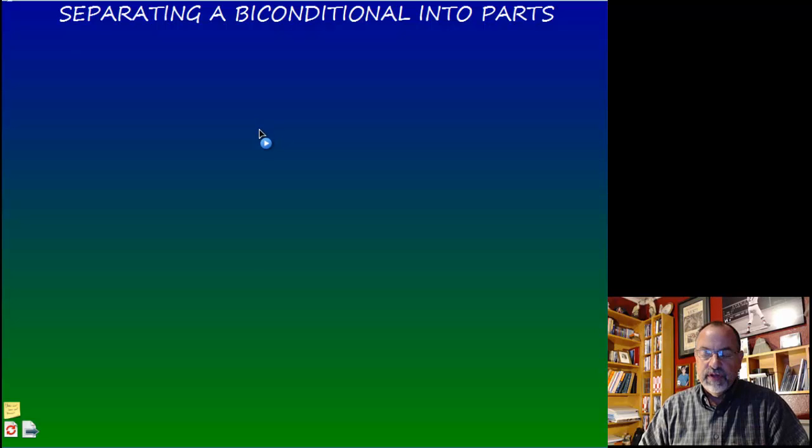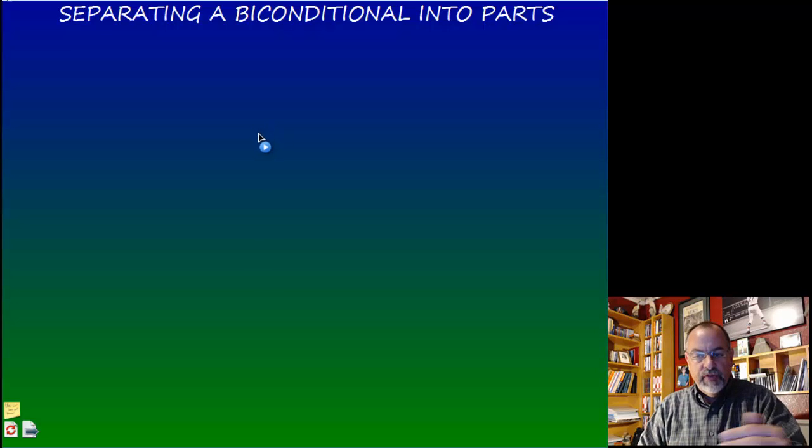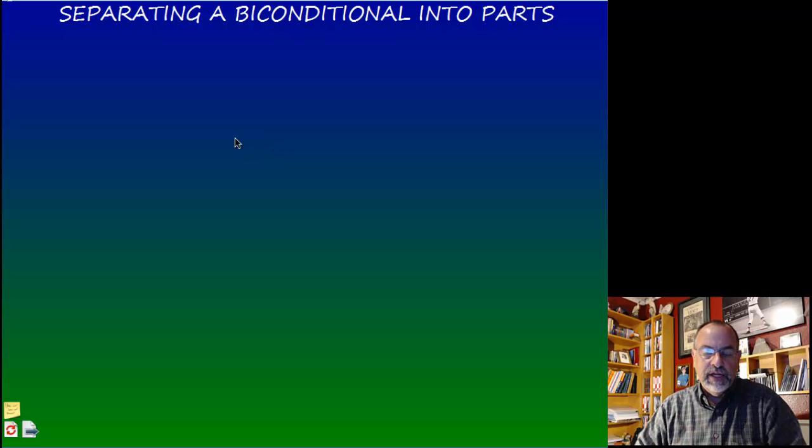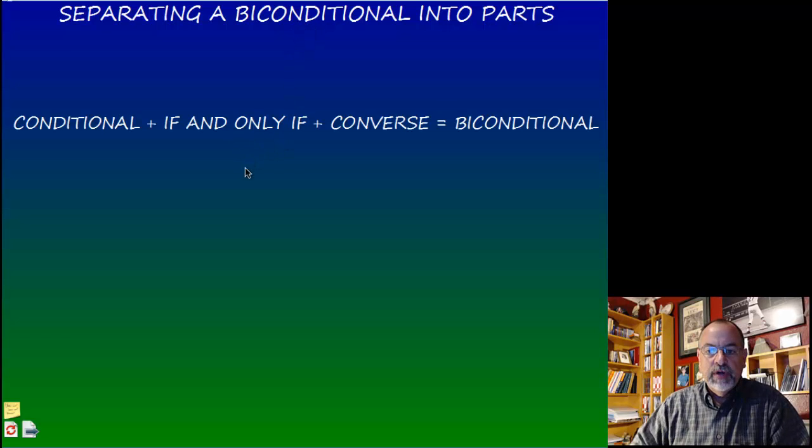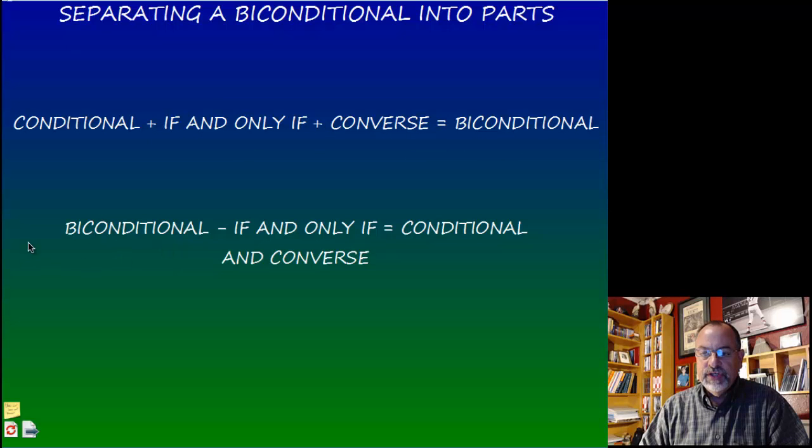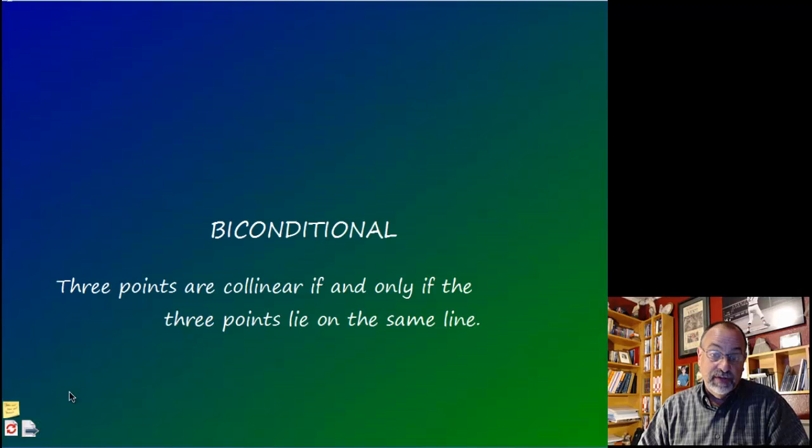Now, because we can go from two conditionals into one biconditional, we should be able to go in reverse. And that's one of the things about mathematics. We're always interested not in just doing one thing going one way, but also applying a reverse operation that allows us to go backwards. Now, a biconditional is a conditional statement plus the if and only if plus the converse. So if I take the biconditional and take out the if and only if, that should leave me the conditional and its converse. It's just a little algebra there.